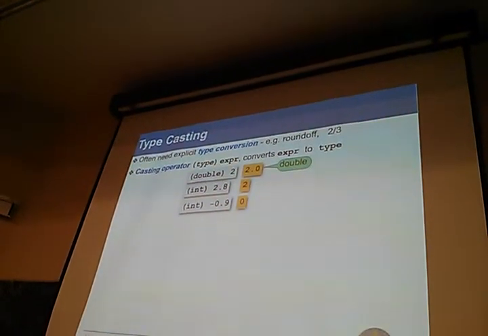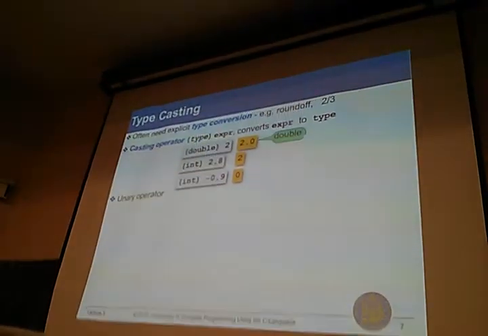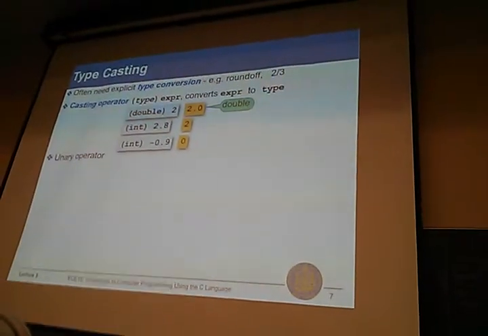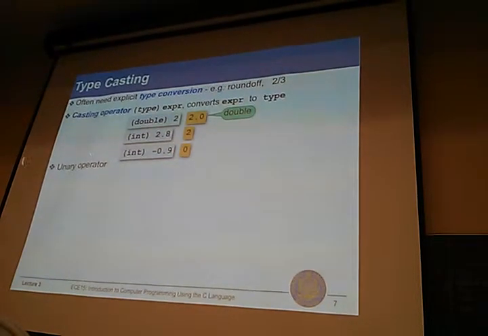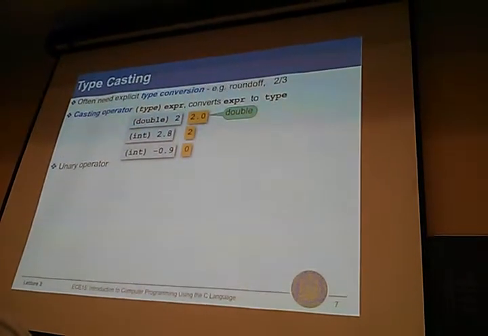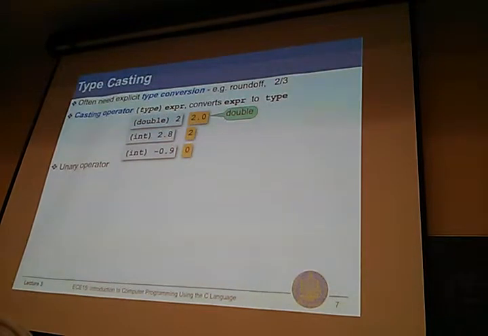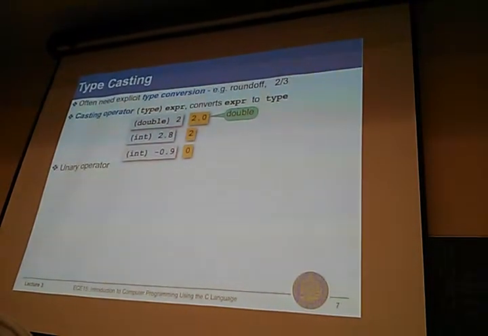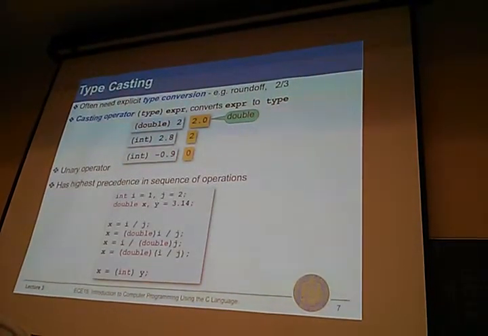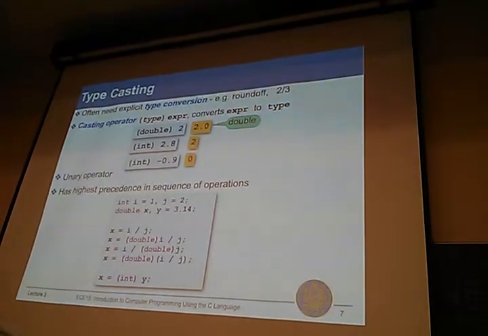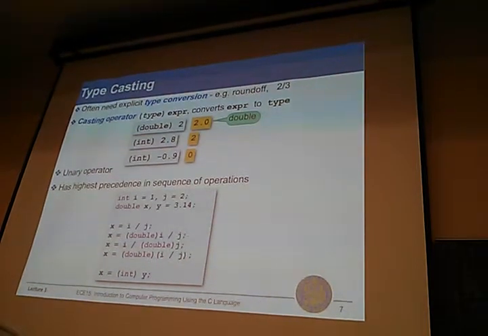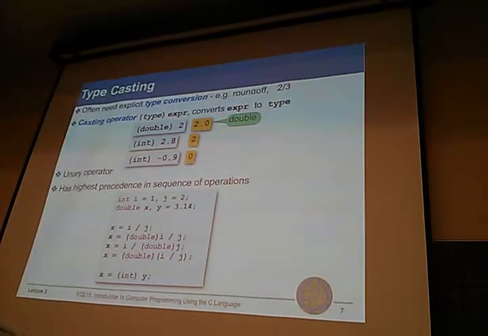Pretty straightforward? Okay. So this is something called a unary operator. Most of the operators you've seen so far, like plus and minus, are binary operators because they work on 2 quantities. This is a unary operator. It just works on one expression. You can't put expressions around it. And it turns out that the casting operator has the highest precedence in the sequence of operations. That means the casting will happen first before the other operations.